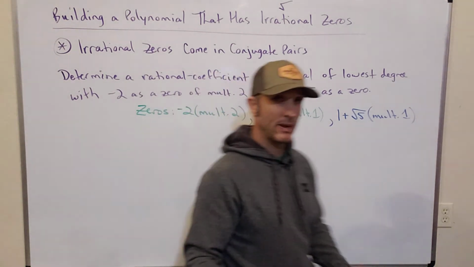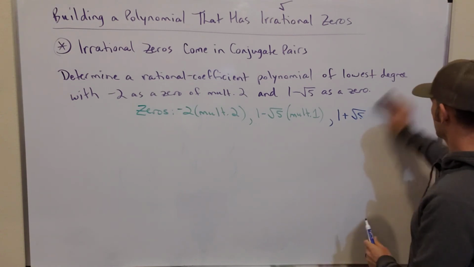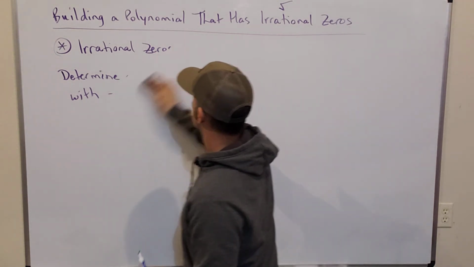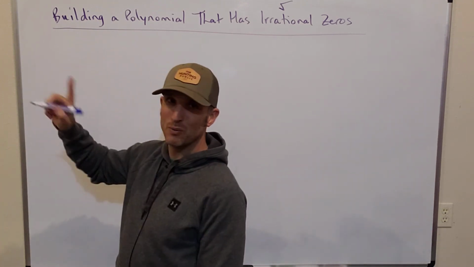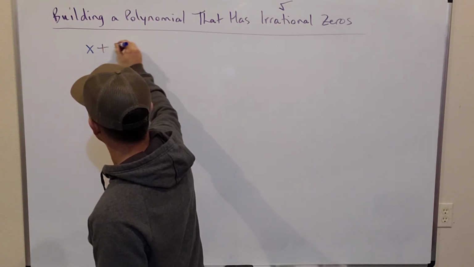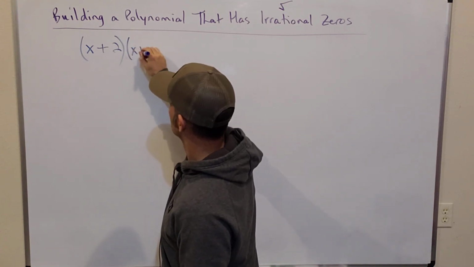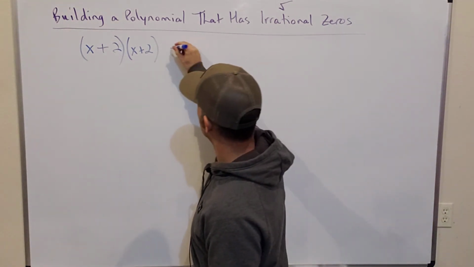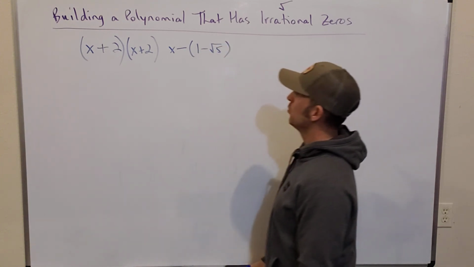Now this one's going to take some space, and I'm going to try to show you the shortest way to possibly multiply all this together. So I'll erase all this to gain some real estate here. All right, so we had negative 2 was a 0 of multiplicity 2. So I'm going to have x minus negative 2, which is the same thing as x plus 2. And because it was multiplicity 2, I'm going to put it twice. Then I have 1 minus the square root of 5. So I need x minus the whole thing, 1 minus the square root of 5.